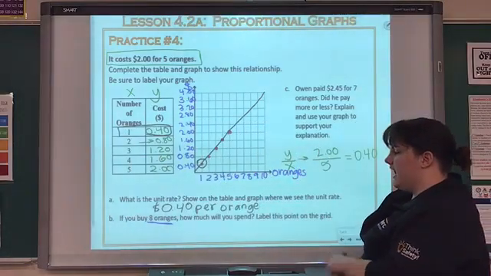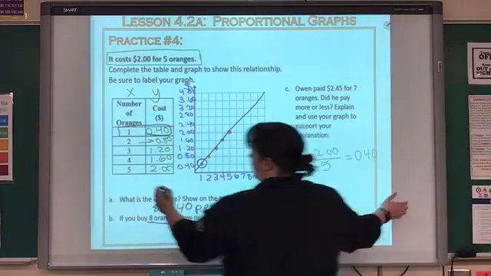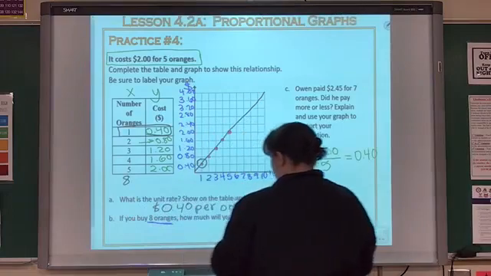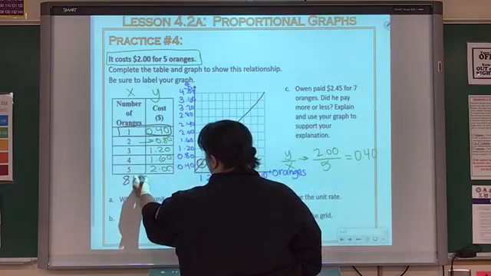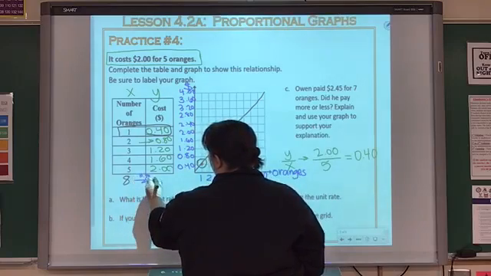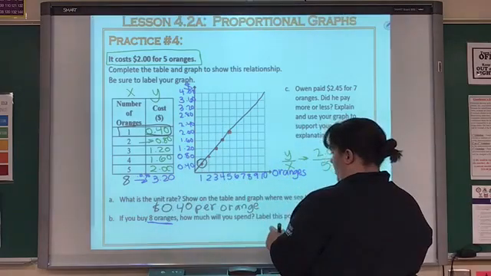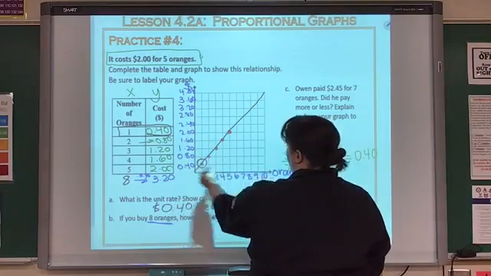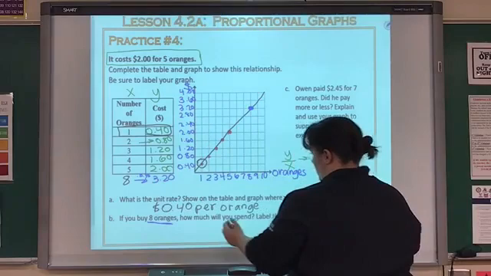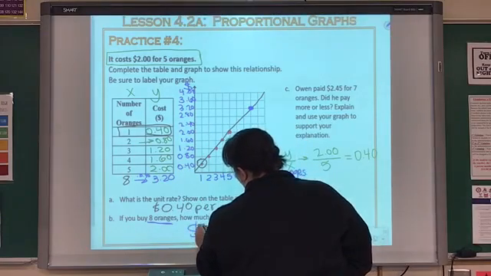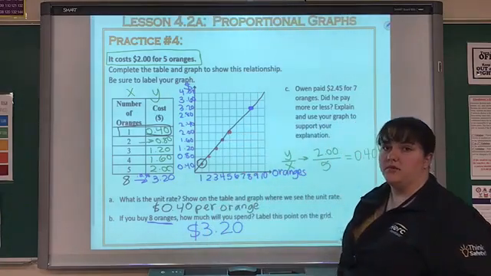Now, if we buy 8 oranges, how much do we actually spend? So, we can add 8 to our table right here. 8 times 40 cents gives us $3.20. So on our graph, we would go over 8, up $3.20. And that means that if we bought 8 oranges, we would spend $3.20 total.